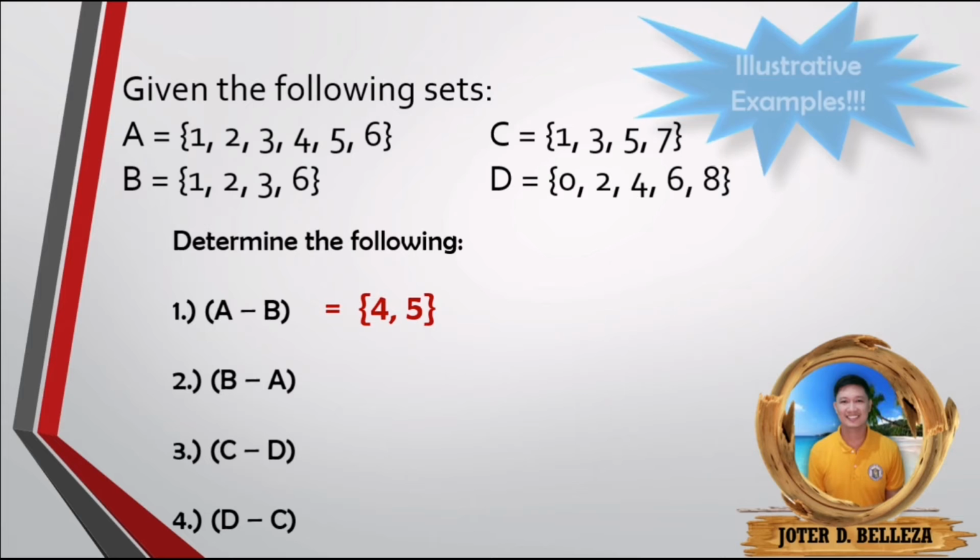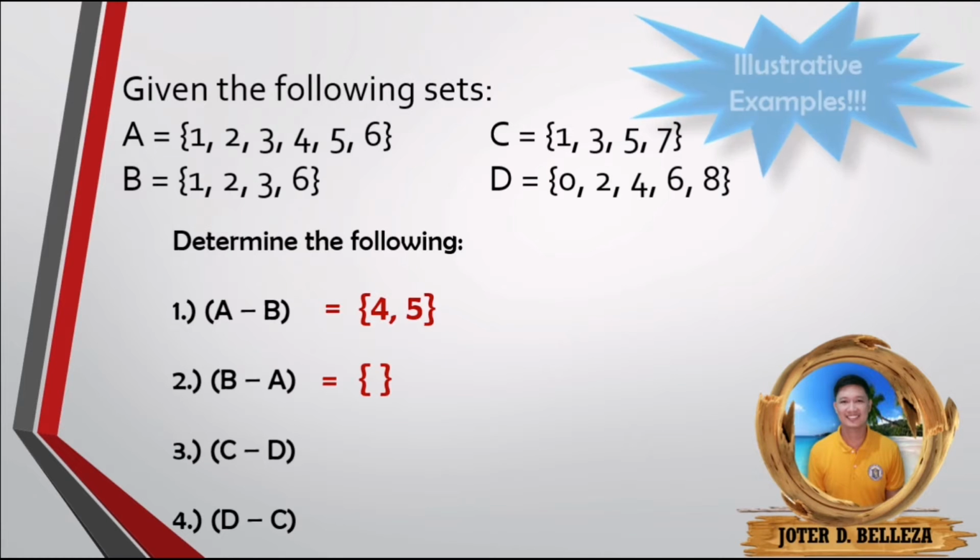Okay, so if we are going to take away all these elements 1, 2, 3, and 6 of set A away from B, what do you think are the elements left for B? Okay, correct. So if we take all these, there is nothing left for B. So therefore, B minus A is empty.